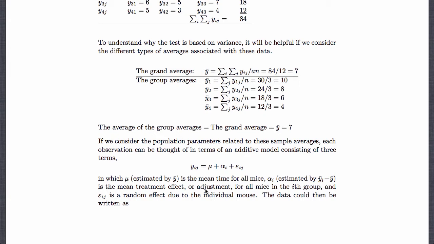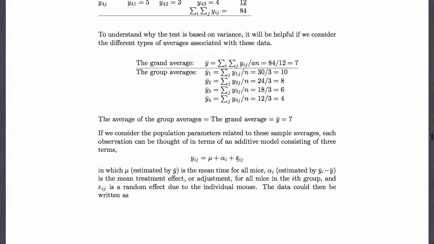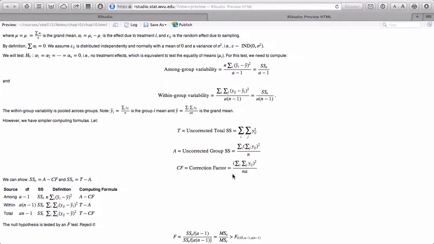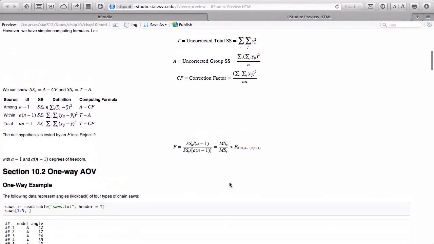Now, the philosophy I have is that you're probably not really going to compute these things, even in the simple case. It's certainly possible to compute the one-way analysis of variance. It's even possible to compute it if the n sub i's are not the same. It's not too hard. But you wouldn't want to do it if you have very many observations, even in this simple case. But the book does show you how this is done.